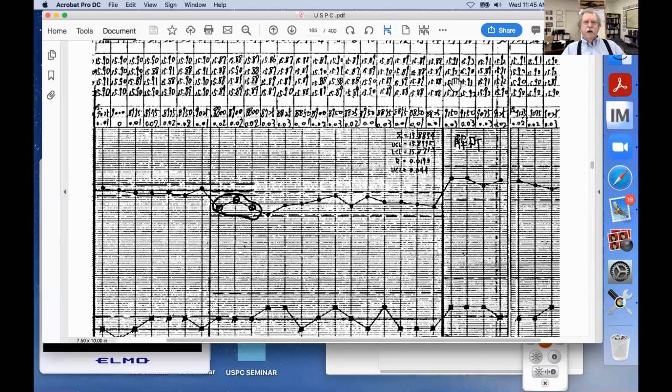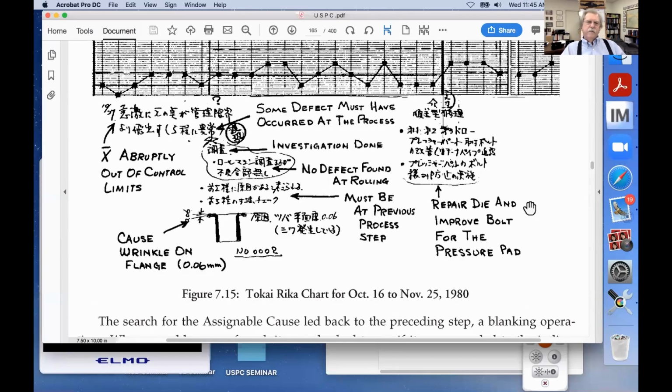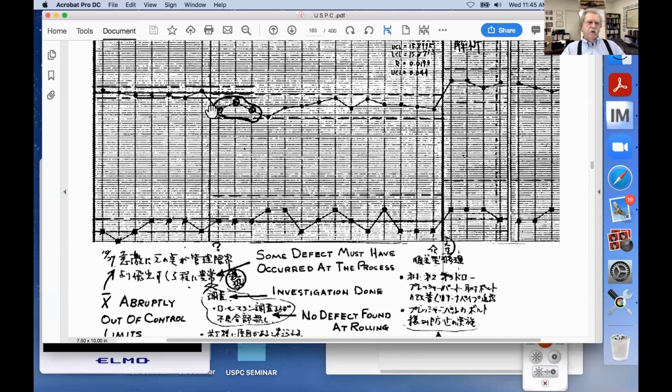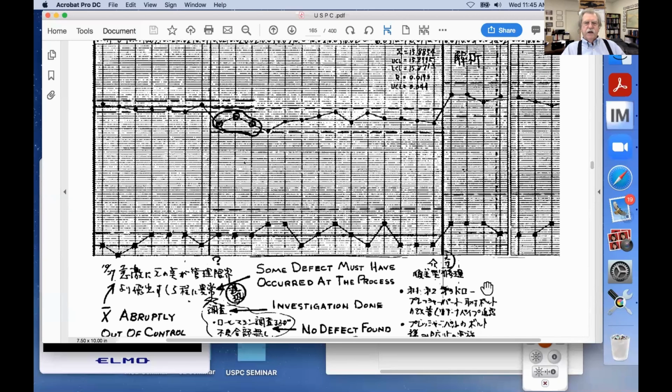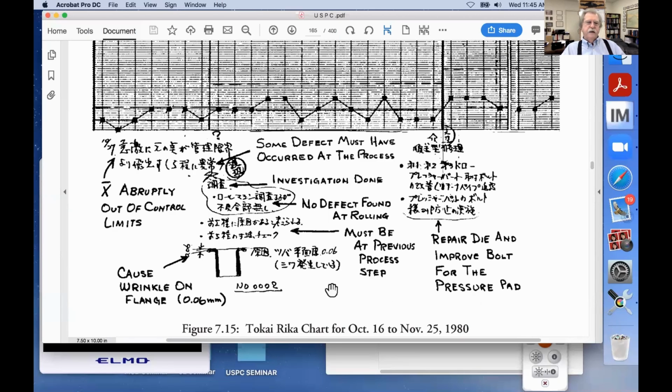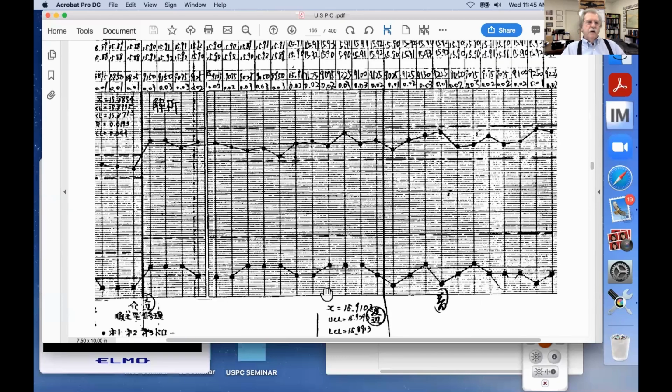So over the weekend of the 15th and 16th of November, they repair the die and improve the bolt for the pressure pad. They calculate limits backward pro forma, but they start collecting data for new limits after this change. And so they finish up the year predictable, capable, on target. We'll say it's on target. They're a little off. And happily producing 17,000 good pieces a day.